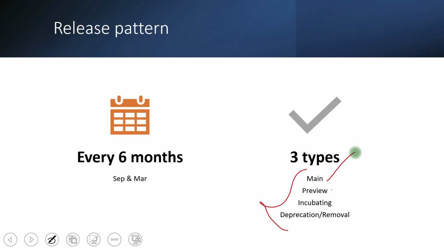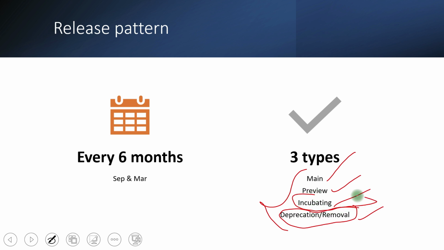Main features; some are preview features, which are not to be used in production. They are just preview for user feedback. If everything is fine, they will move it to the main. The next category is the incubating, and the last one is the deprecation and removal. So if APIs or any feature is not being used, they are going to remove that. They are deprecating that one, and with every release they are announcing this.